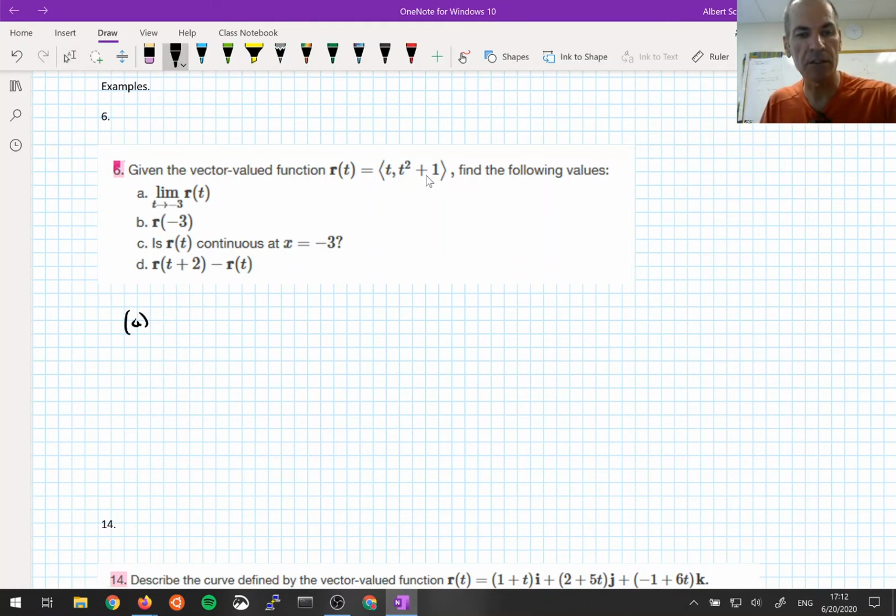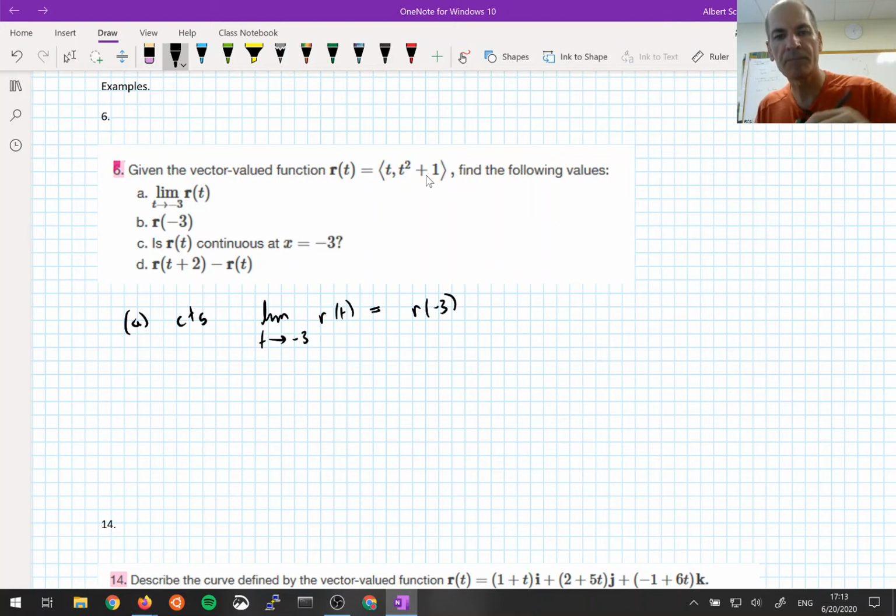So taking the limit is the same as just plugging in the value t equals -3. So because they're continuous, (CTS is my abbreviation for continuous) the limit as t goes to -3 of r of t is just r of -3. That is, after all, the definition of continuity, that the limit equals the value of the function at the point. And r of -3 we just obtained by plugging in t equals -3 everywhere. So in the first slot, t equals -3, and in the second slot we get -3 squared plus 1, that's 10. So the limit as t goes to -3 of this function is just -3, 10.